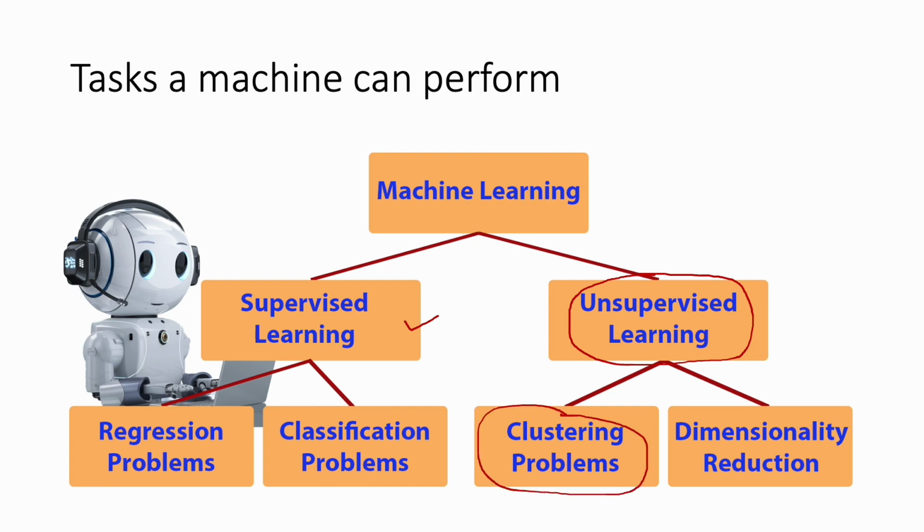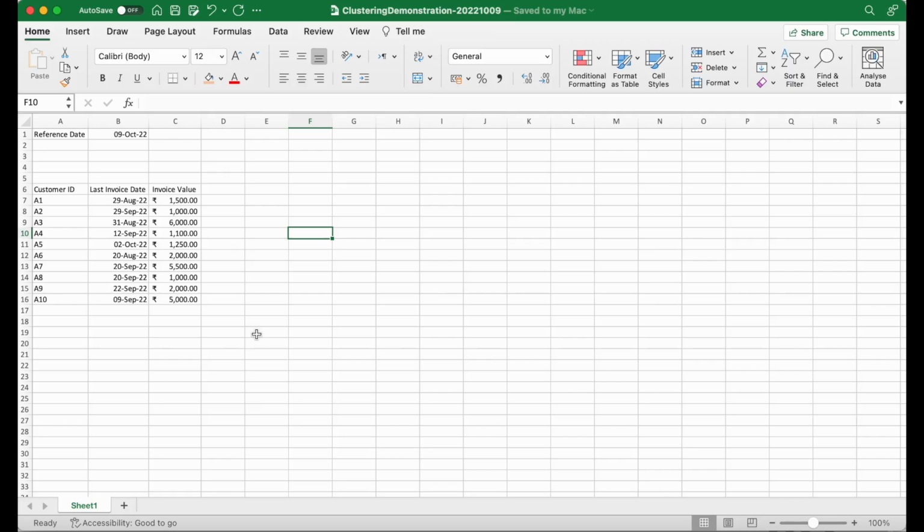So supposing we have some data like this, we expect the machine to make clusters out of this data. Tell me that these data points are similar, these are similar, and these are similar, and this is similar. So when the machine does this kind of a job, it is known as the clustering job. So as usual, we will try to understand the clustering solution using Excel, and then we will go on to Python where we will solve a real problem. So here we are in Excel.